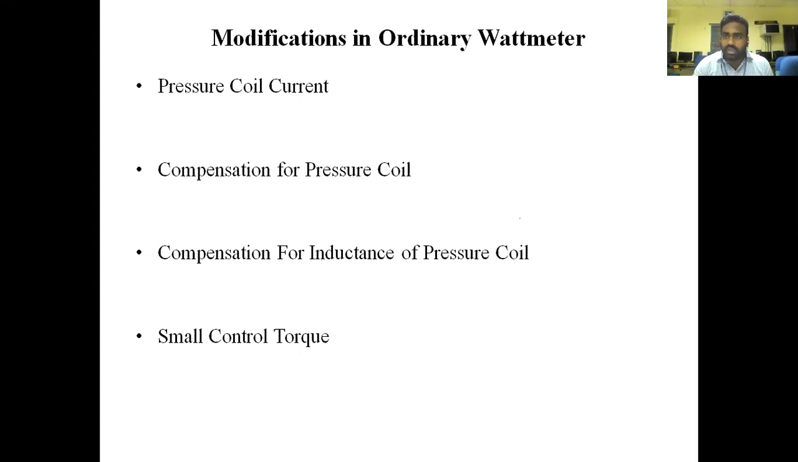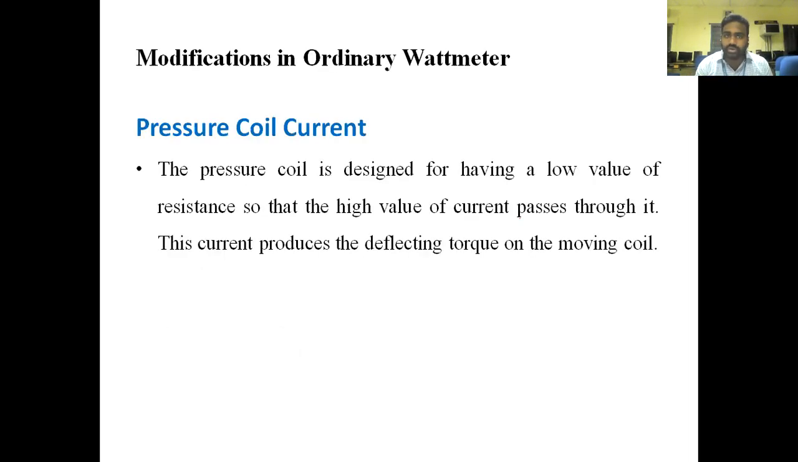So if we achieve all these things, that means if we control the pressure coil current, and do some compensation in the pressure coil, with respect to additional inductance in the pressure coil, in the existing UPF wattmeter, the LPF wattmeter will measure the low power values of highly inductive circuits in a particular range from 0.5 to 1. So this is one of the important modifications which we are going to do.